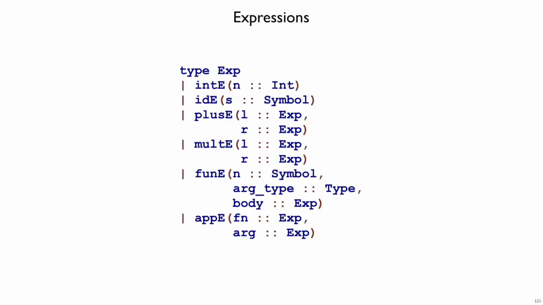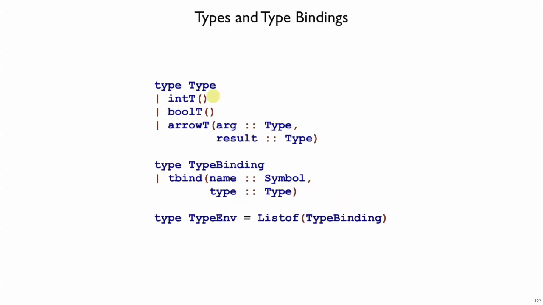Translating that to a Shplait data type, our expression type looks mostly the same as it's always been, except that fun e has an extra piece in the middle, an arg type, that is an instance of the type. And then we define the type like this. So int t is the int type, bool t is the bool type, arrow t is the arrow type with two different types inside. For the type environment, we need a type binding, which maps a name to a type, and I'll call that constructor tbind. And then the type env is just a list of type bindings, the same way that an environment was just a list of bindings.